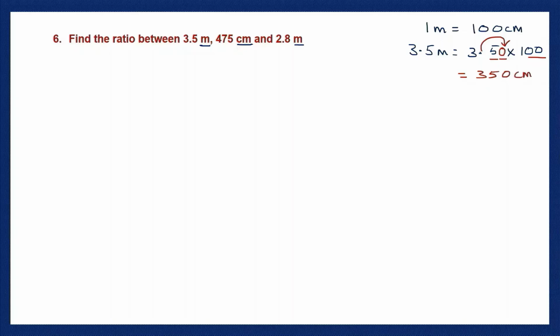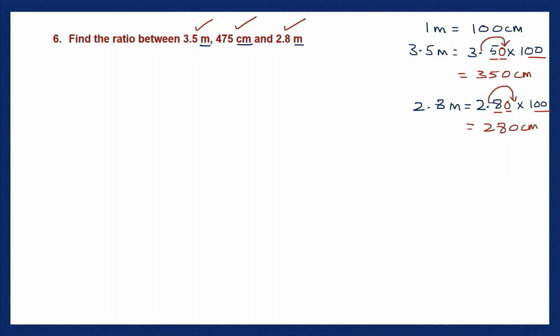Then the next one, this is already in centimeters. Let's do the next one, which is 2.8 meters. So that will again be 2.8 into 100. Since 100 has 2 zeros, I will move the point 2 places to the right, so I need to fill this up. So my answer is 280 centimeters. Okay, so now I've got all three in the same unit.